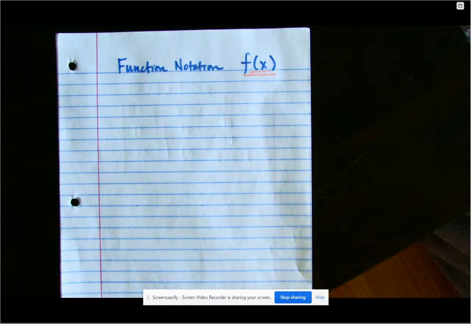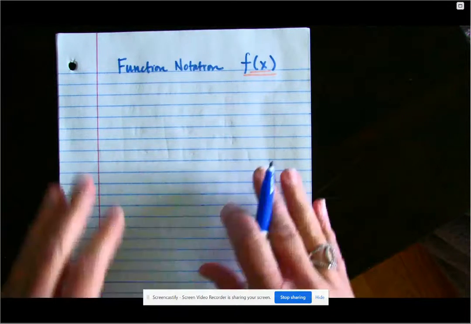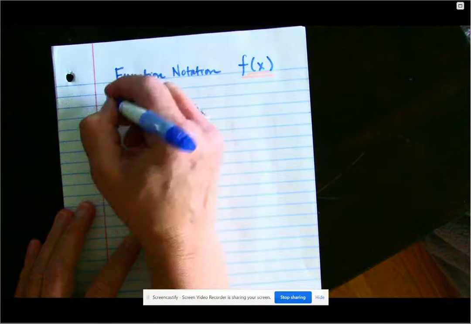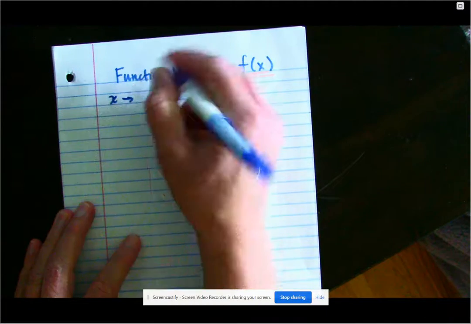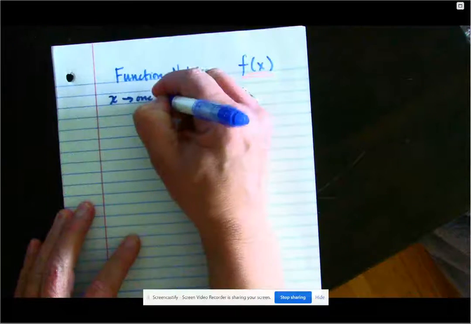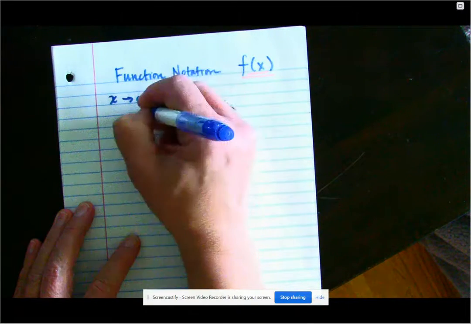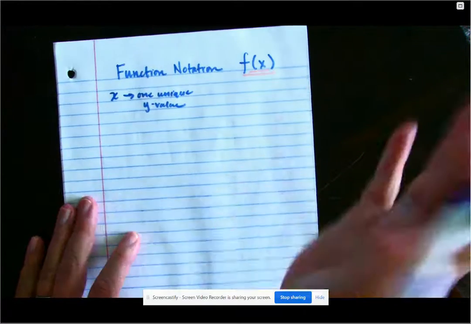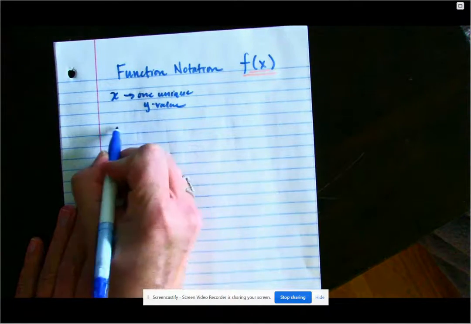First of all, to understand function notation, let's really remind ourselves what a function is. A function is a rule that assigns every input one unique output. So if you think about it, x needs to go to one unique y value. One way we often model this is when we first introduce it.